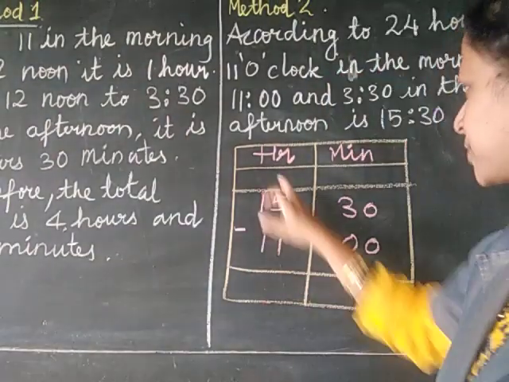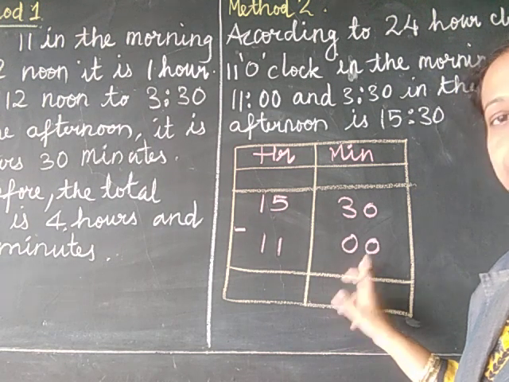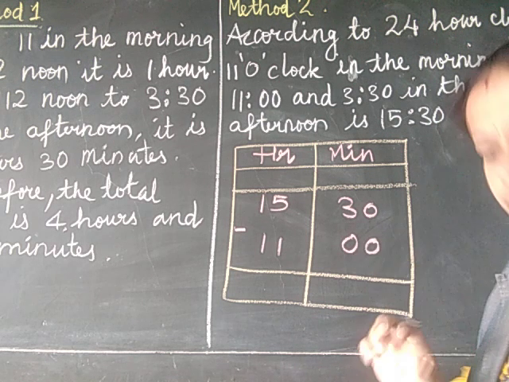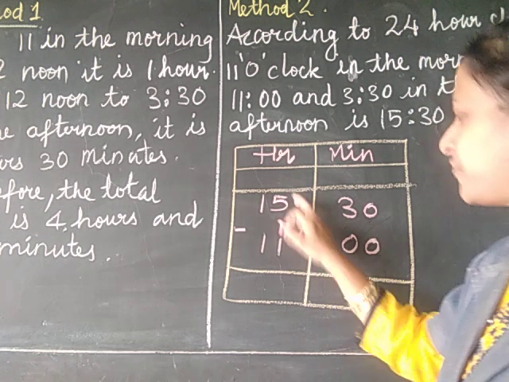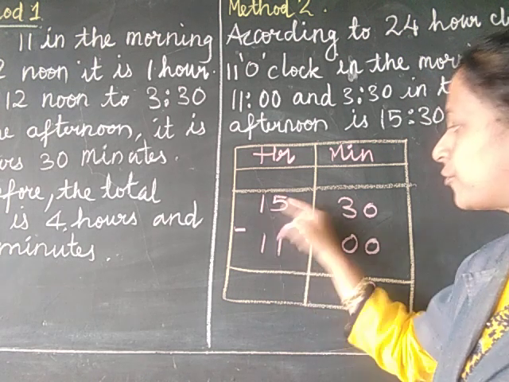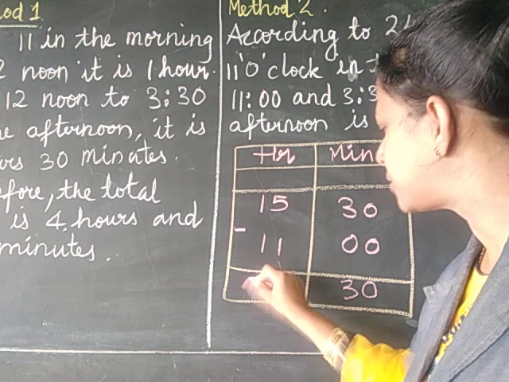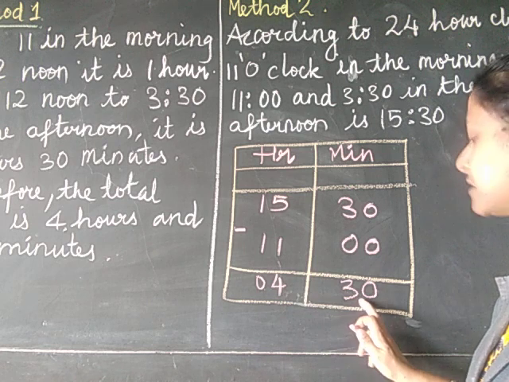Now let's do subtraction. So 15 hours 30 minutes and 11 hours. What we have to do? Subtraction. And you know 30 minus 00 is nothing but 30, right? So 30 minutes, and 15 minus 11 is nothing but 4, or 5 minus 1 is equal to 4, and 1 minus 1 is equal to 0. So altogether his time is 4 hours 30 minutes.